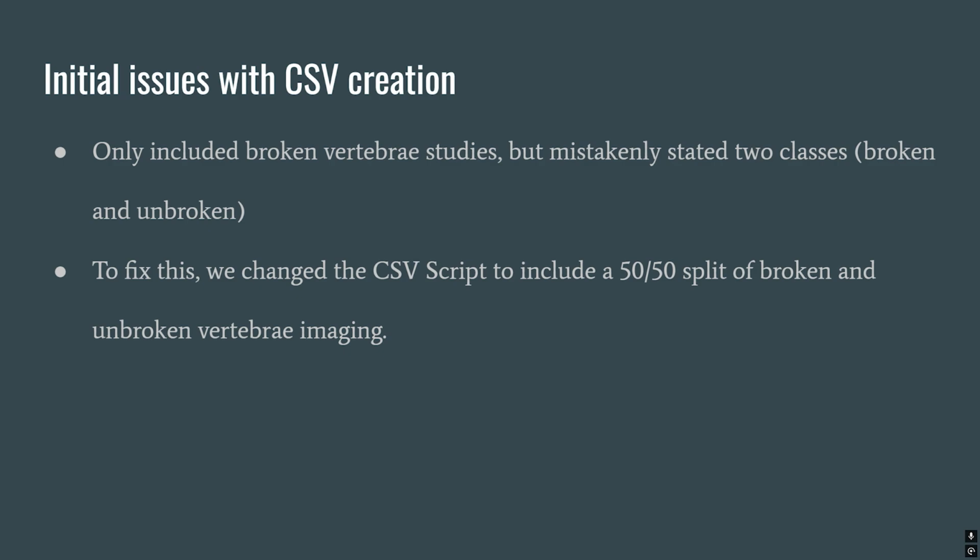This is where we ran into an issue. We didn't include any study IDs in the CSV that had unbroken vertebrae, so all of the labels and images we would have given to YOLO would have been broken vertebrae. For accurate results, we need to give YOLO unbroken vertebrae as well. To fix this, we altered the script that generates the CSV to find an equal amount of unbroken vertebrae images to our broken vertebrae images. With this fix, YOLO is being trained on a 50-50 split of broken and unbroken vertebrae images.